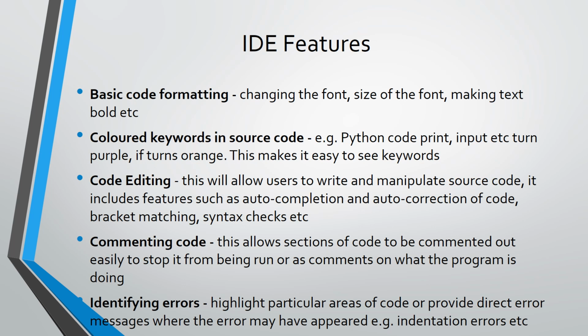And code editing will allow users to write and manipulate source code. It includes features such as auto completion, auto correction, bracket matching, syntax checks, etc. Commenting code will allow sections of code to be commented out easily to stop them from being run, or as comments on what the program is doing. Identifying errors highlights particular areas of code or provides a direct error message where the errors may have appeared. For example, indentation error, some syntax error, etc.